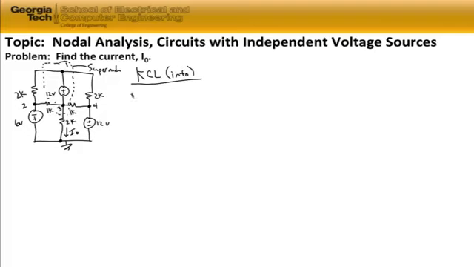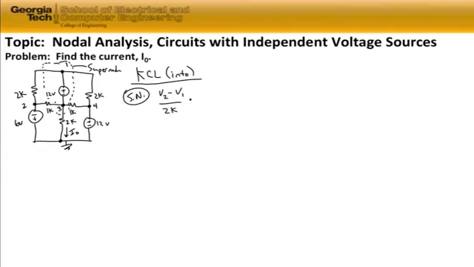That current, and this is the supernode equation, is (V2 minus V1) divided by 2 kilo ohms for the current through the 2 kilo ohm resistor flowing into the supernode on the left-hand side of the circuit.